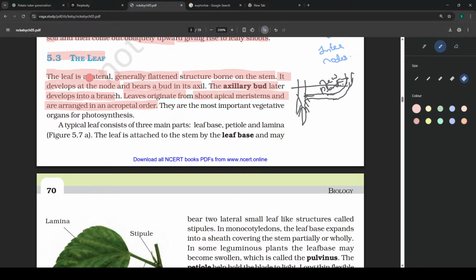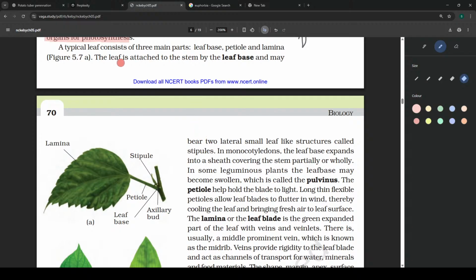Okay, the leaf is a generally flattened structure born on a stem. It is developed at the node and bears a bud on its axil. This axillary bud later develops into a branch. Leaves originate from shoot apical meristems and are arranged in an acropetal order. They are the most important vegetative organs for photosynthesis.